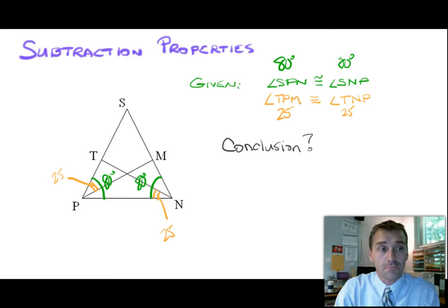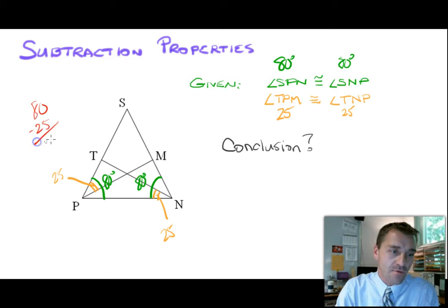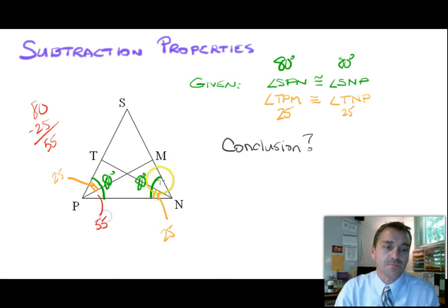Don't know yet. Well, maybe you do, maybe you don't. But here's the scoop. What if I take this whole entire angle, 80, and subtract away 25? What would that leave me with? Well, 80 subtract away 25 would leave me 55 degrees. So that means this angle right there that remains would be 55 degrees.